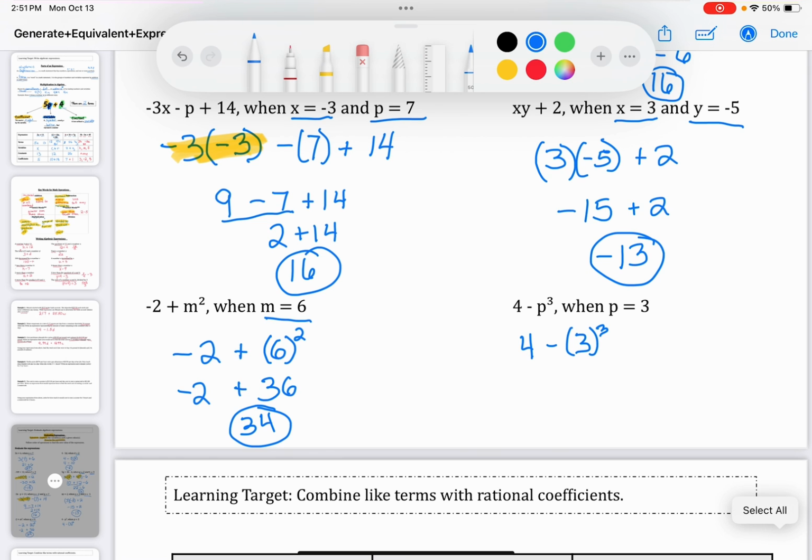So 3 to the third power is 27. So 4 minus 27 would leave us with, drum roll. Okay, don't drum roll. It's too loud. Negative 23. I apologize, just substitute.